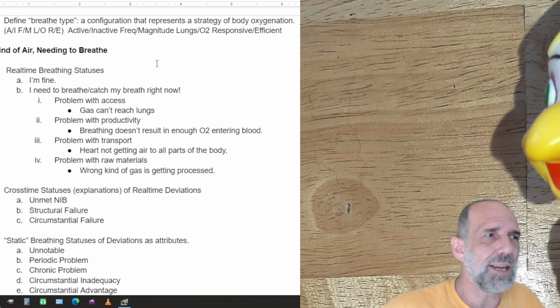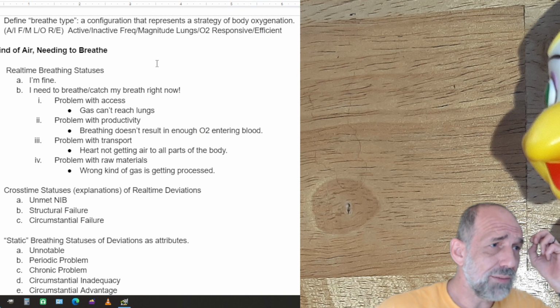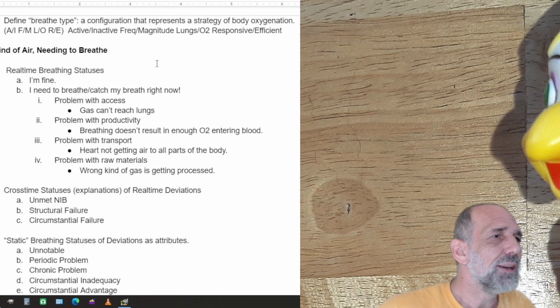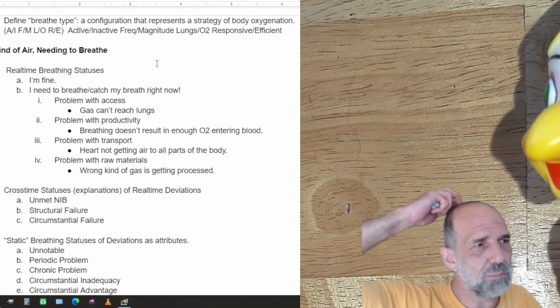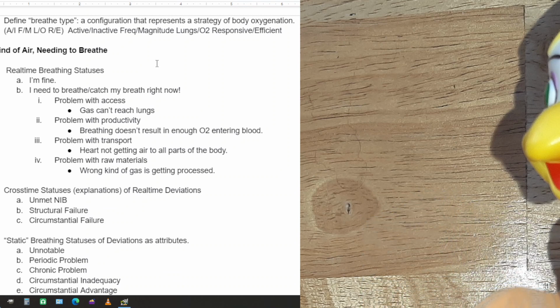If it's the latter case, there's four possible reasons why that might be true. You've got a problem with access. Gas can't reach the lungs, like an airway obstruction. You've got a problem with productivity. Breathing doesn't result in enough O2 entering the lungs. That'd be something like COPD. You've got a problem with transport. The heart somehow isn't pumping oxygenated blood to all parts of the body well enough. And so you feel lightheaded or tingly foot, bad circulation kind of thing might be considered part of a breathing problem, even though it, I guess, might be called something else.